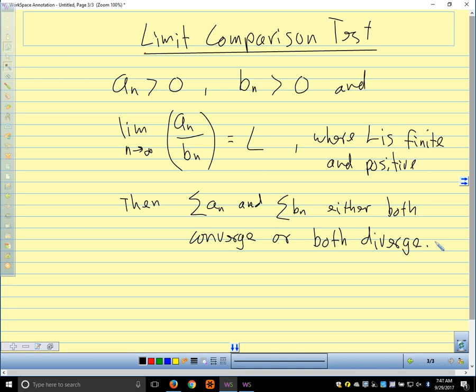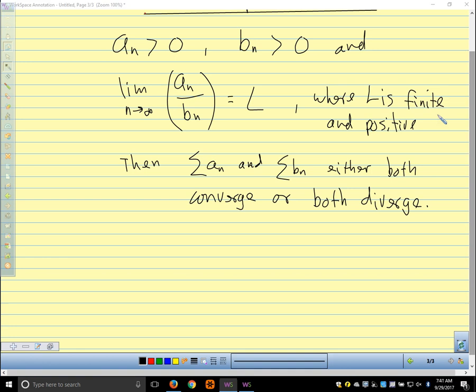So this is the only way I use the limit comparison test. Just if L is finite and positive, then both converge or both diverge. If L is not finite and positive, then I look for another way to determine the convergence or divergence. All right, this is easy to see.